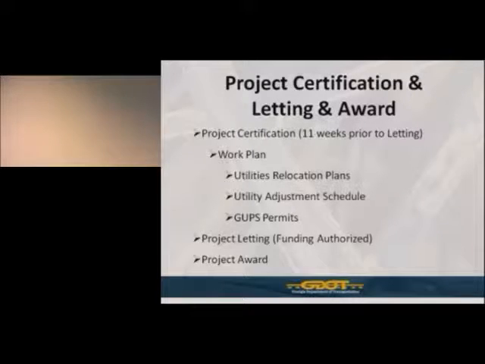As far as utility certifications are concerned, the items that make up the requirements in order to properly certify a project is called the work plan. And that consists of 3 items: the utilities relocation plans, the utility adjustment schedule, and the GUPS permits. As I mentioned earlier, certification occurs 11 weeks prior to the department letting a project. Once those 3 certifications have occurred, the department can request funding authorization for that project. And then once funds have been authorized, we can move forward with the letting of the project. And if we have an acceptable bid on that project, we will award that project.